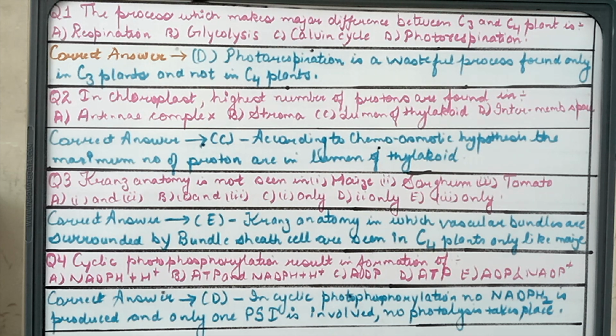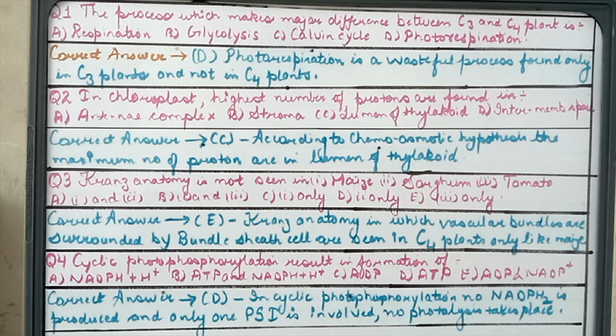The process which makes major difference between C3 and C4 plant is: respiration, glycolysis, Calvin cycle, or photorespiration. The correct answer is option D, photorespiration. The photorespiration takes place only in C3 plants and it is absent in C4 plants. Since photorespiration is a wasteful process and it is absent in C4 plant, so productivity of C4 plants is more as compared to C3 plants.